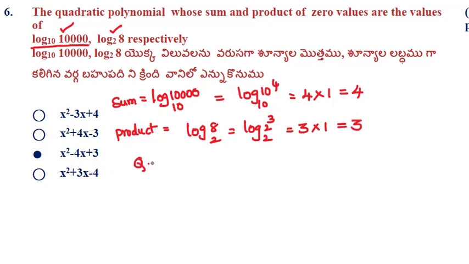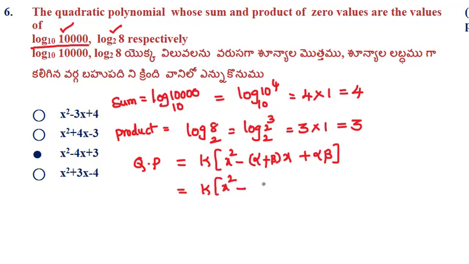Now we want to find the quadratic polynomial. We know the formula for the quadratic polynomial: k into x square minus sum of zeros times x plus product of zeros, where k belongs to real numbers. So k into x square minus 4x plus 3, since the sum is 4 and the product is 3. If we take k as 1, then x square minus 4x plus 3 is the required quadratic polynomial.